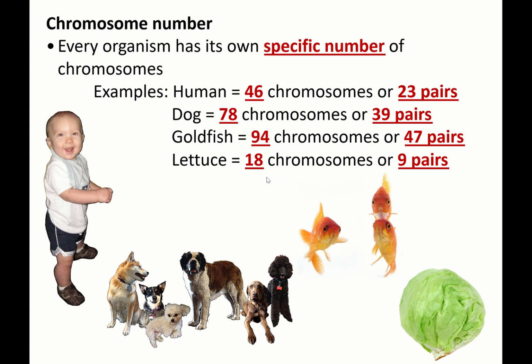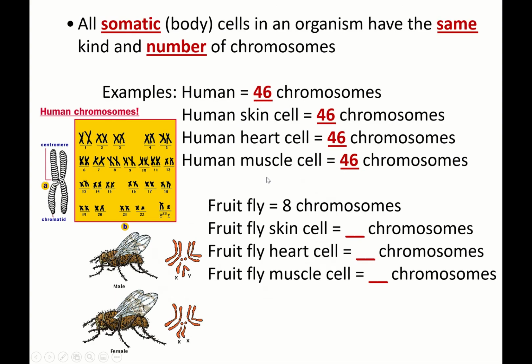Now, what is important on here is when we talk about how our cells need to have the same kind and number of chromosomes. So here I'm talking about all somatic cells. Somatic is just a fancy word for body cells. So when I say the same number, I mean if a human has 46 chromosomes, which we do, then a skin cell of a human must have 46. A heart cell of a human must have 46. Muscle cells of a human must have 46. They all need to have 46 chromosomes if a human has 46 chromosomes.